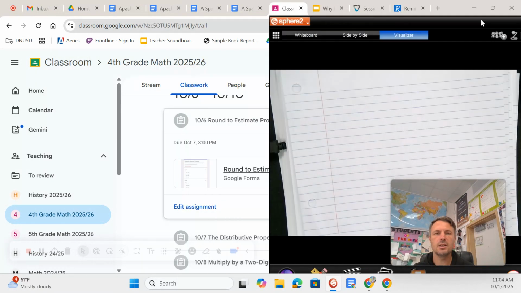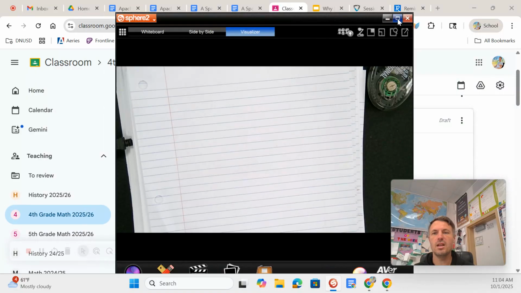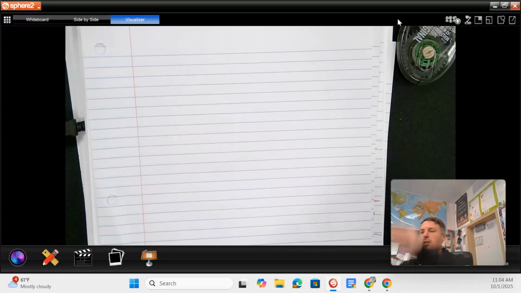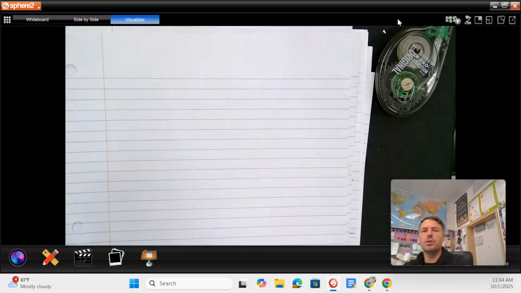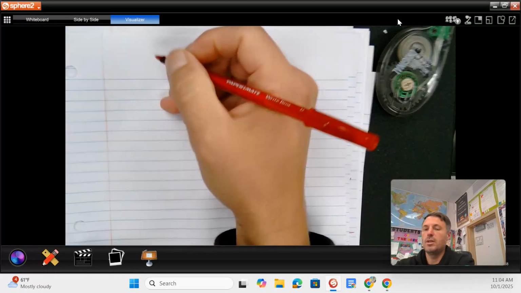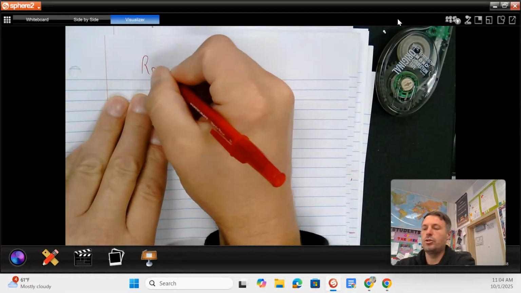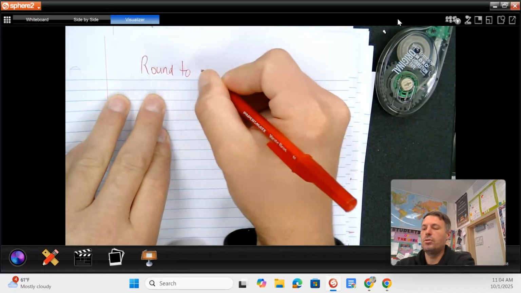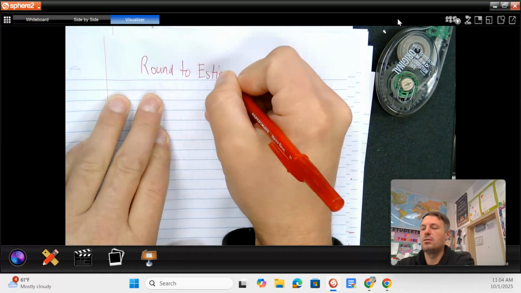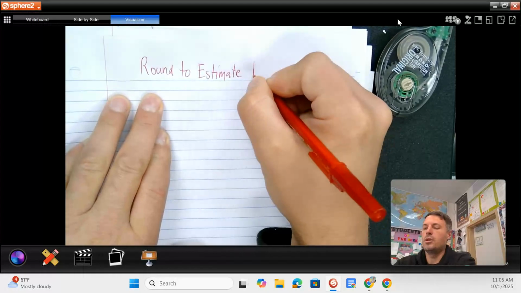Today's math lesson is called Round to Estimate Products. So go ahead, open up your math notebook, and please write that title at the top of the next available page. Round to Estimate Products.